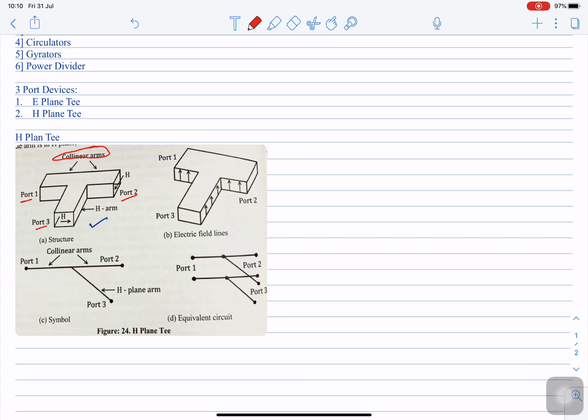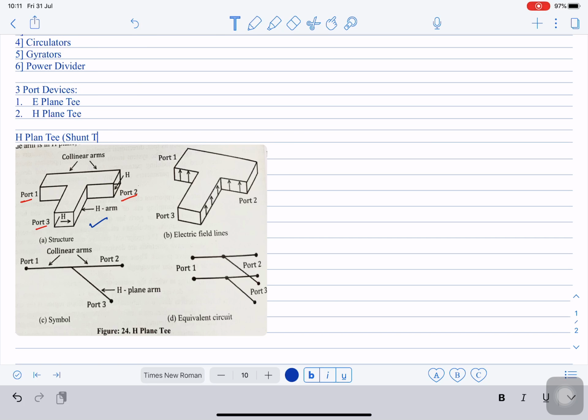Right, now this particular T junction is also known as a shunt arm. Okay, so here this T junction is also known as a shunt arm. So the name of the H-plane T is also shunt T. It is also known as a shunt T because a parallel port is connected to the collinear arms of the two ports.